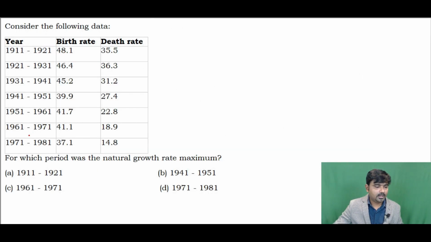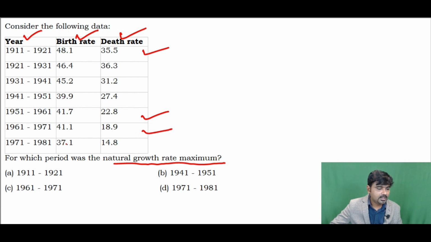Consider the following data. It's a given year, birth rate and death rate. For which period was the natural growth rate maximum? Don't try to find out for all the years. Go through the answer choices. 1911 to 1921. Take this part. Next one 1941 to 1951. Take this one. And 1961 to 71. 1971 to 81. Only consider these 4.